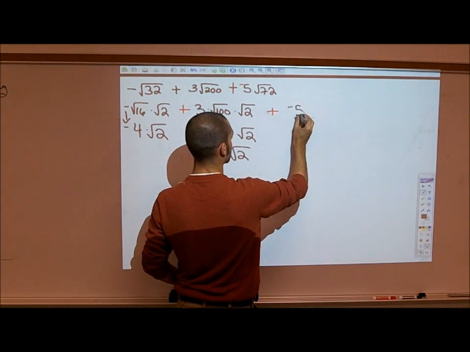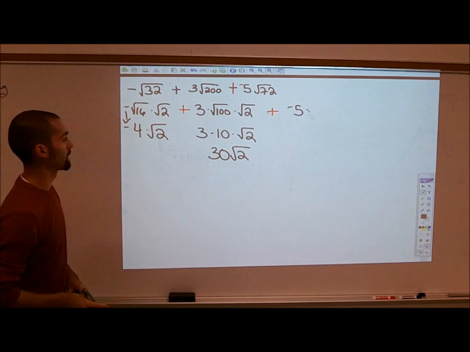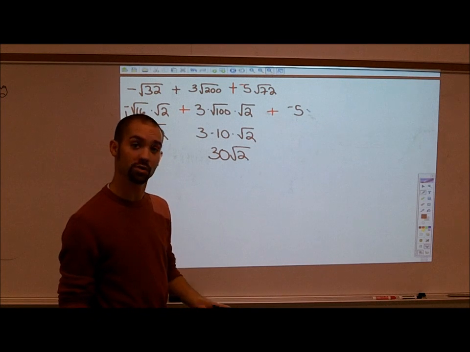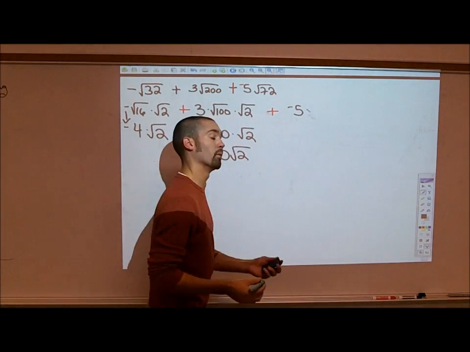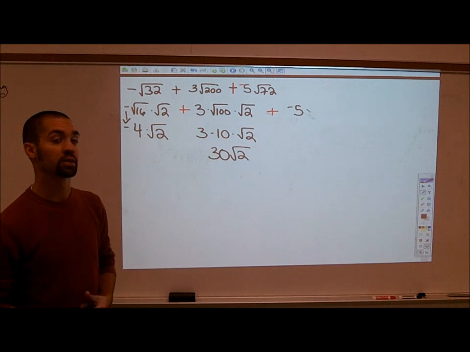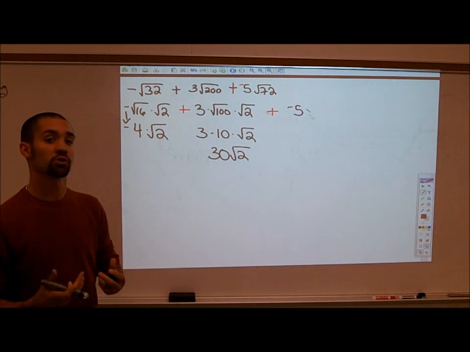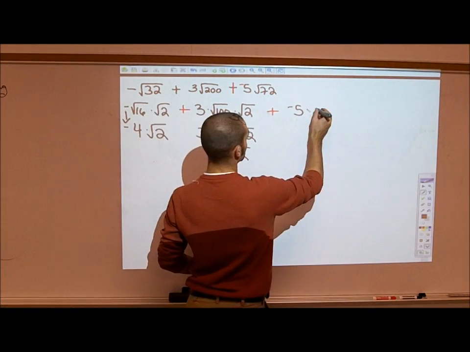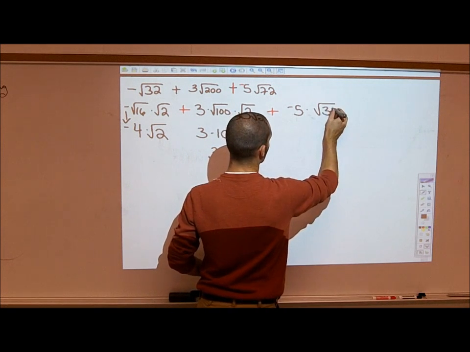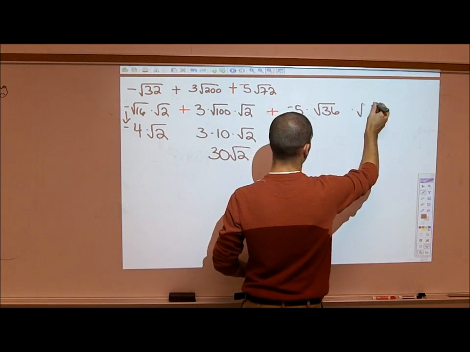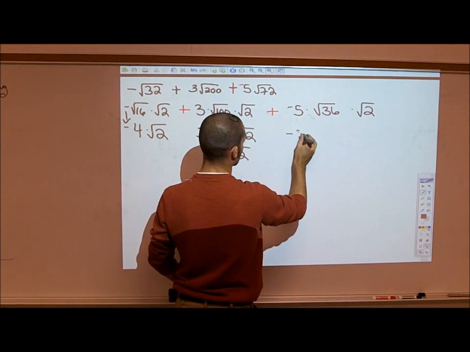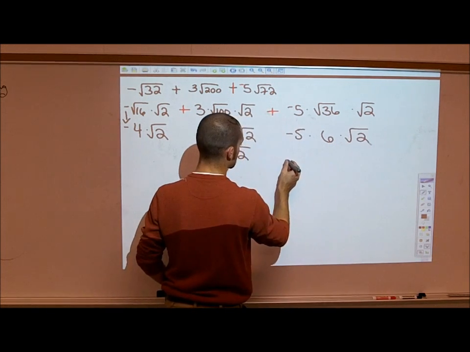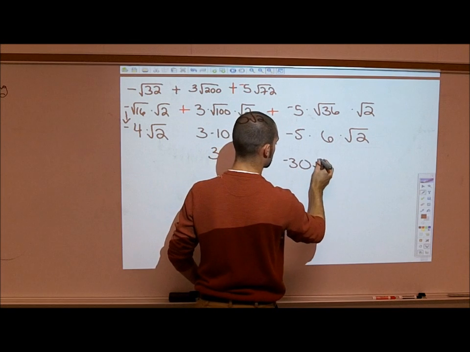Well, this is a negative 5 now. I'm thinking, what can I break down 72 into? Well, 72 is not a perfect square, but 9 goes into 72. Oh, but wait, there's even a larger one, 36. Okay, so again, if you get the largest perfect square that goes into 72, it's going to be simplified right away. Okay? 36 times square root of 2. That makes us -5 times 6 times the square root of 2, which makes this -30 times the square root of 2.